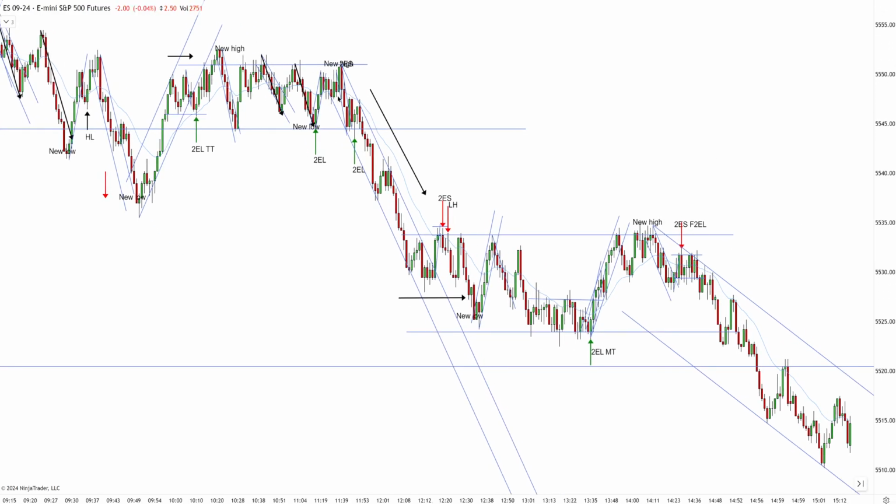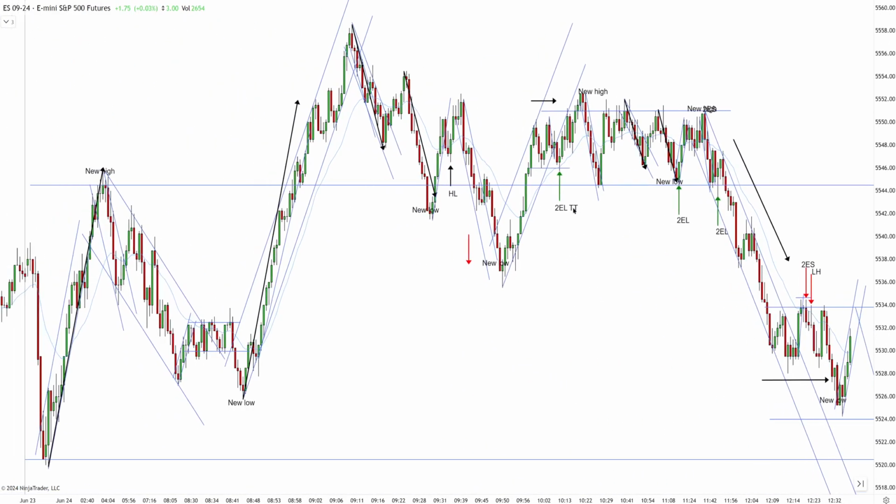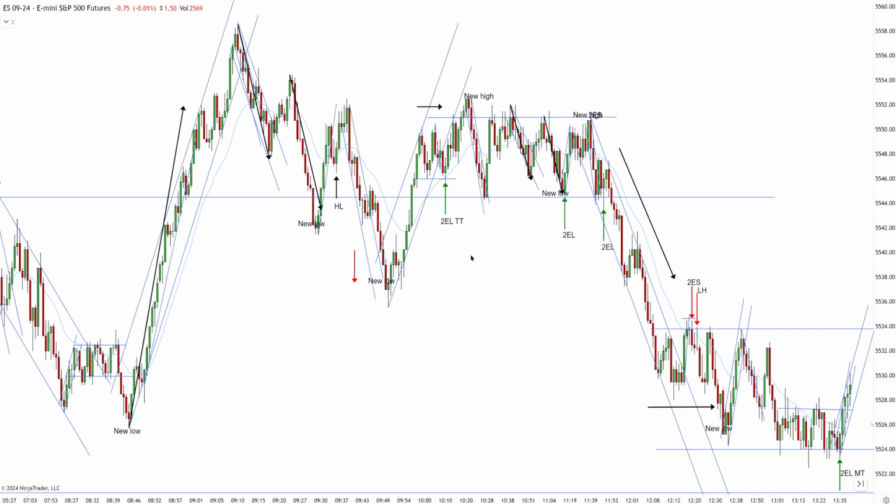So the second part of the day was much more predictable. The first part was a little bit harder because price action took its sweet time to develop, but eventually the structure was a little bit easier to navigate.